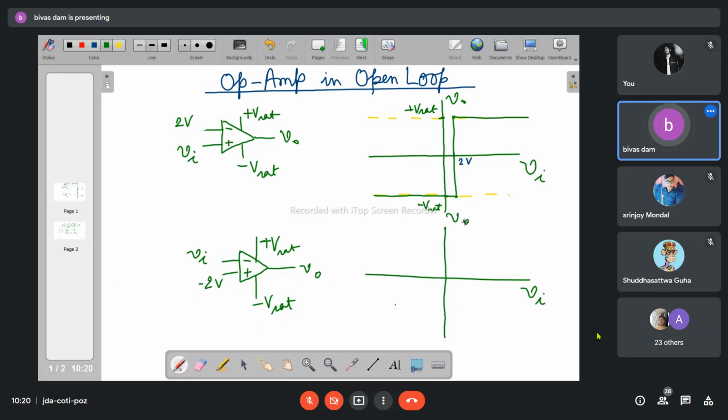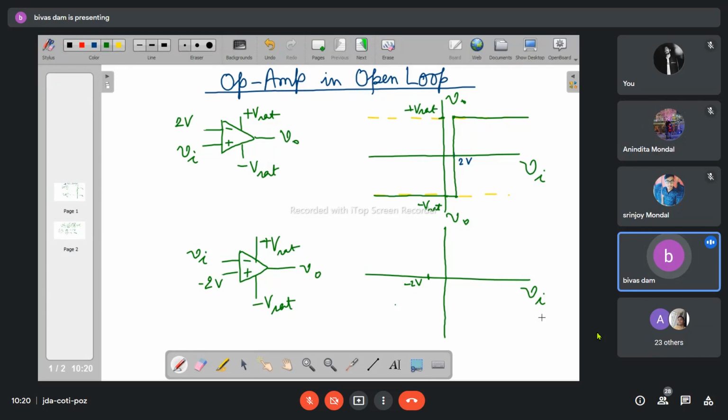Here, what will be the reference point? Minus 2 volt. Under which condition will the input difference voltage be positive? When VI is less than that reference voltage, minus 2 volt, the input difference voltage is positive.